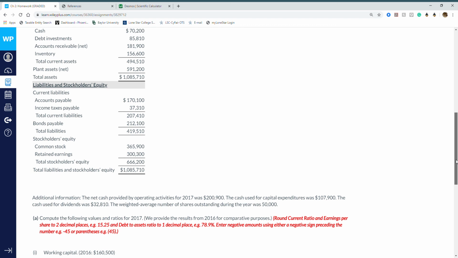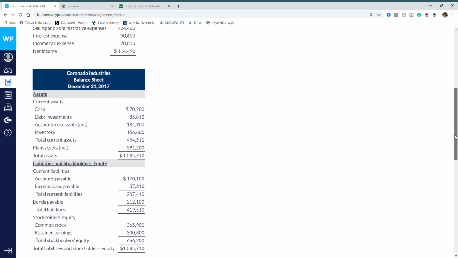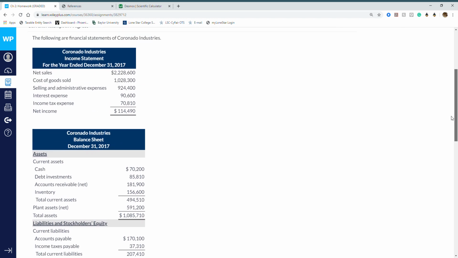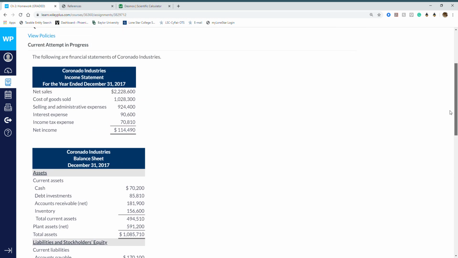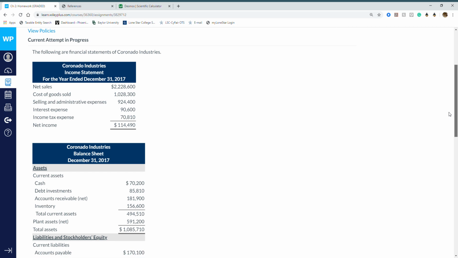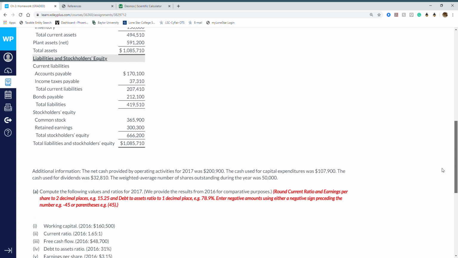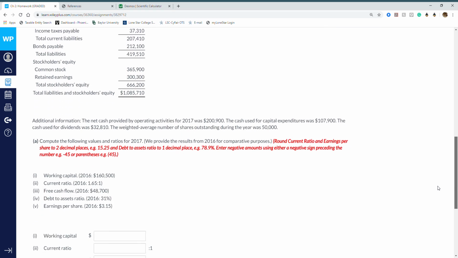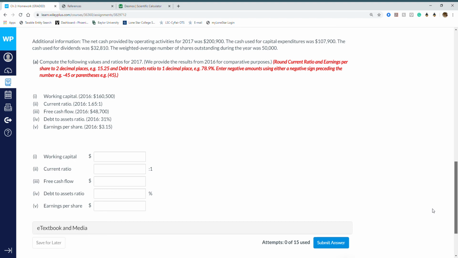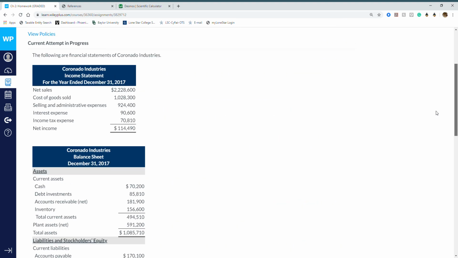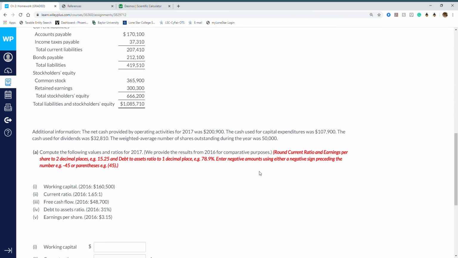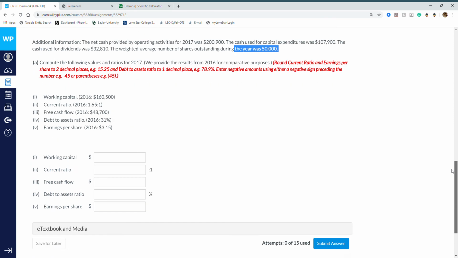The only thing is, there is no preferred dividend, so we're pretty much fine. Don't have to worry about the preferred dividend. So earnings per share, again, is just your net income divided by total shares. Right here, 50,000. You'll be good there. So earnings per share is good.